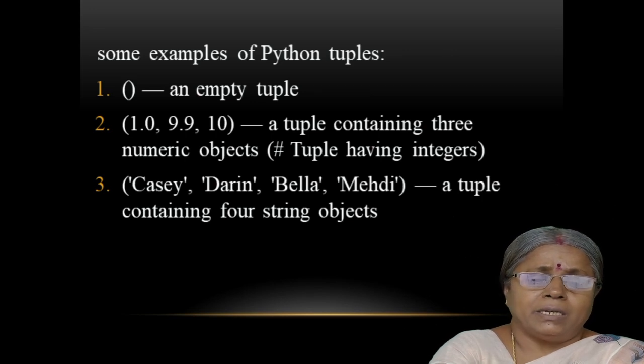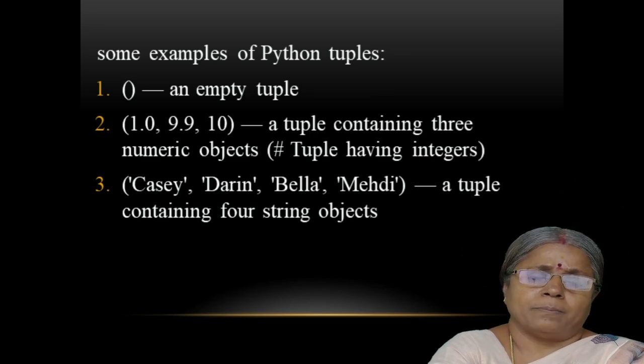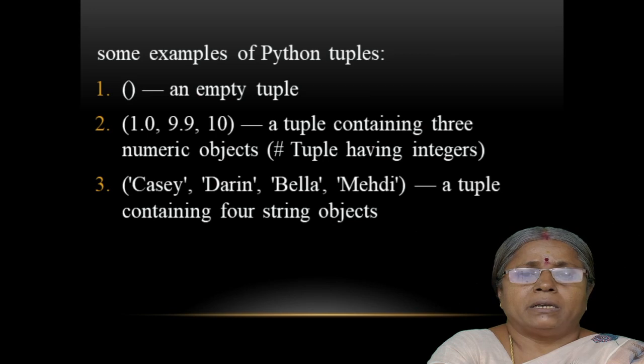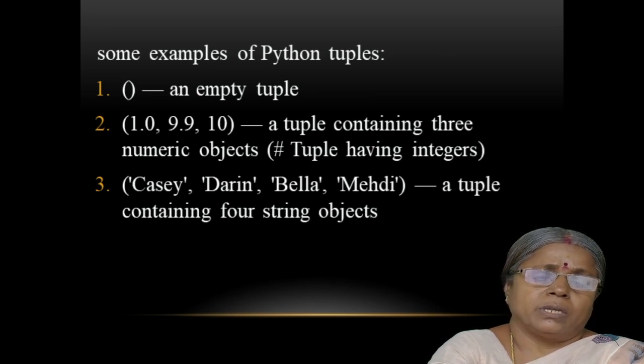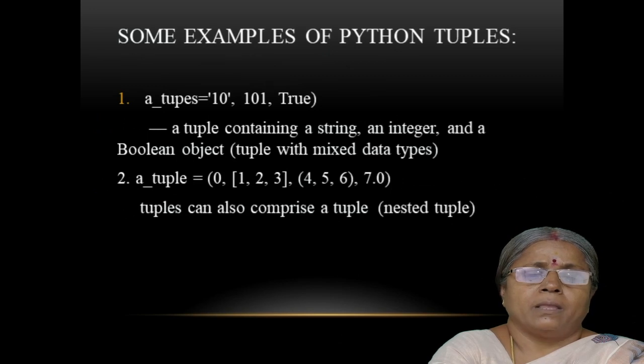We can create an empty tuple by using empty opening and closing parentheses. The tuple may contain a collection of integers or a collection of numeric and non-numeric values. Here is an example. The second one is a collection of integers. A tuple contains 3 numeric objects. The next example specifies a tuple containing 4 string objects. So it's a collection of heterogeneous data items, but they are unchangeable data items.